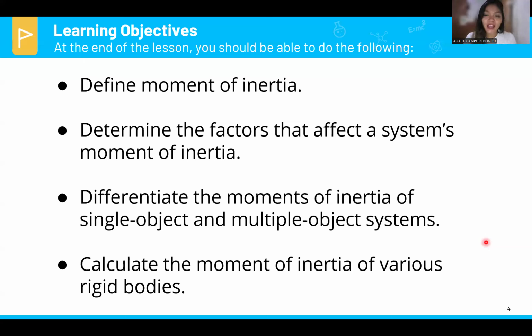First, we need to define the moment of inertia. Next, we're going to determine the factors that affect a system's moment of inertia, and then differentiate the moments of inertia of a single object and a multiple object system. Then we need to calculate the moment of inertia of various rigid bodies. But before we dig deeper, let's proceed to a more basic concept of moment of inertia.